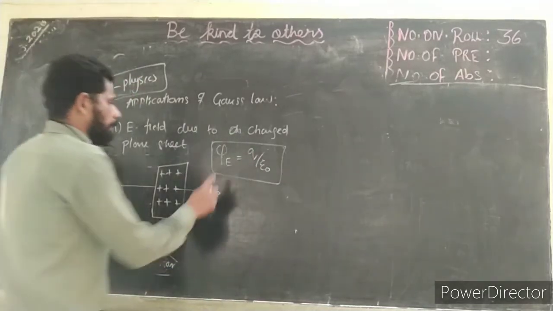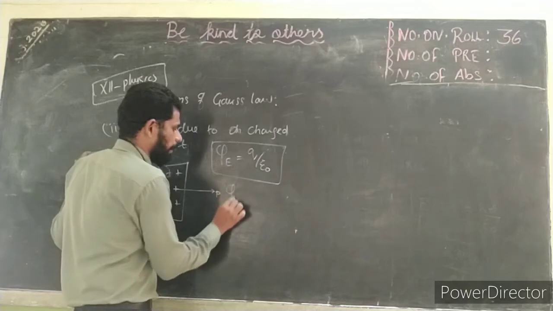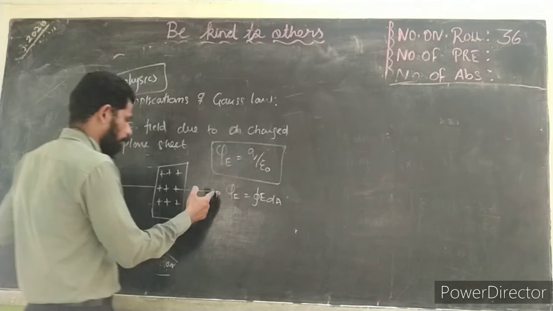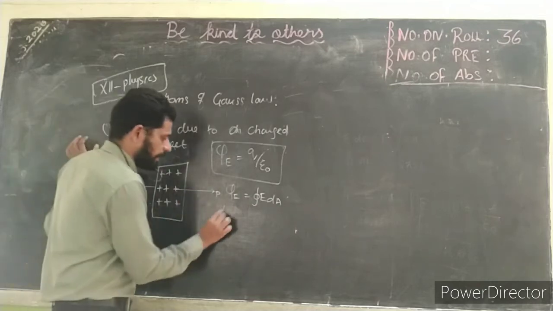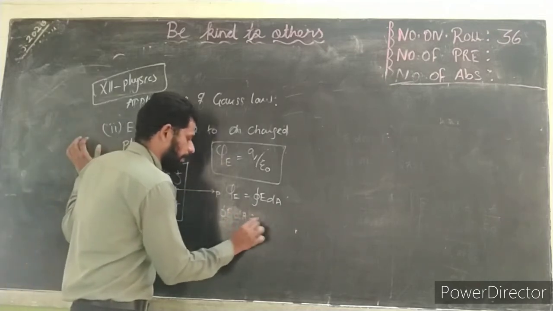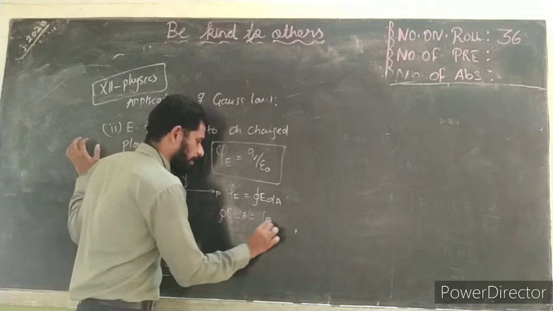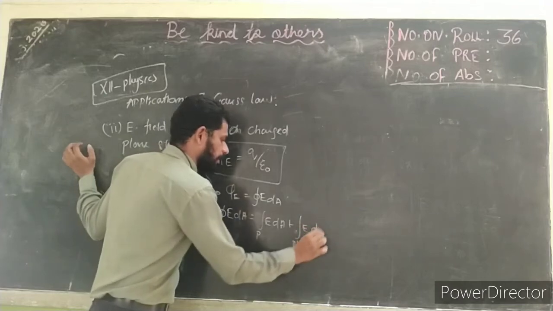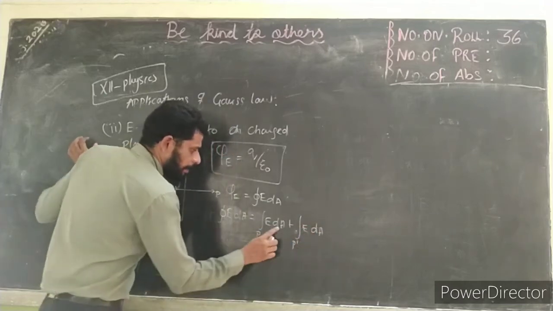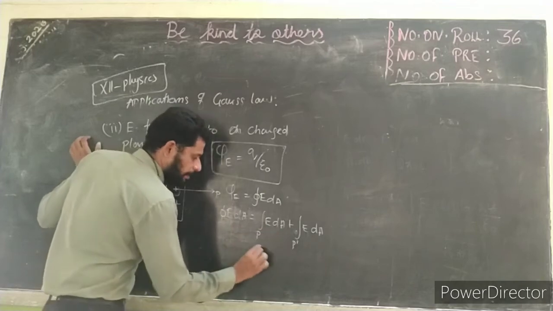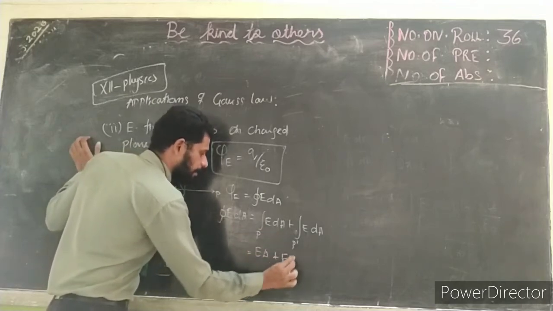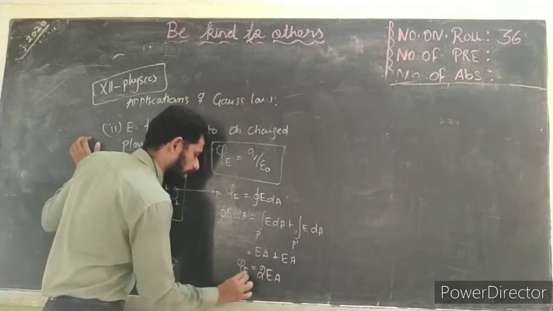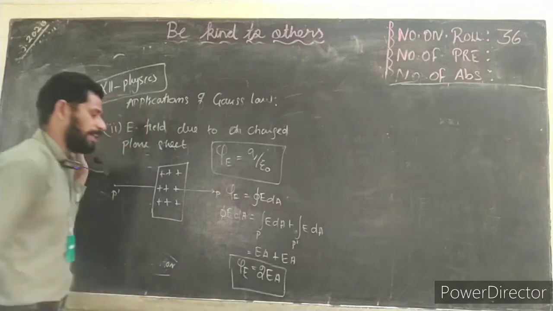Okay. And what is the flux? Flux will be equal to the integral over E dA. Here we have the two parts, P and P dash. So the integral over E dA will be equal to the integral of E dA at P plus the integral of E dA at P dash. Here A is the area. dA is nothing but EA plus EA, I can write 2EA. This is your electric flux.